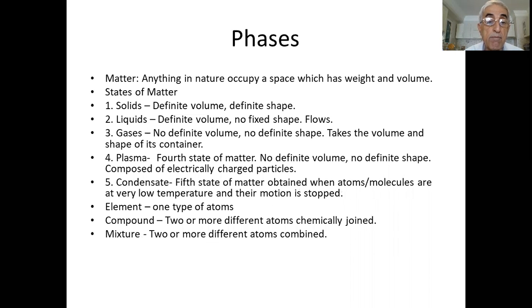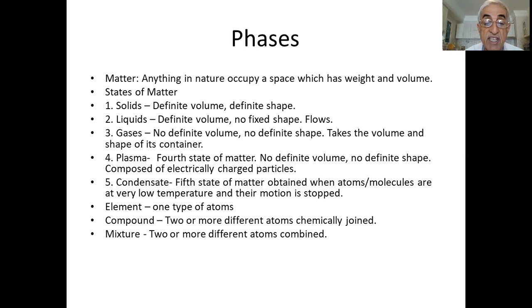Phases, matter: anything in nature occupies a space, and has weight and volume. States of matter. Solids: definite volume, definite shape. Liquids: definite volume, no fixed shape, flows. Gases: no definite volume, no definite shape, takes the volume and shape of its container. Plasma: fourth state of matter, no definite volume, no definite shape, composed of electrically charged particles.